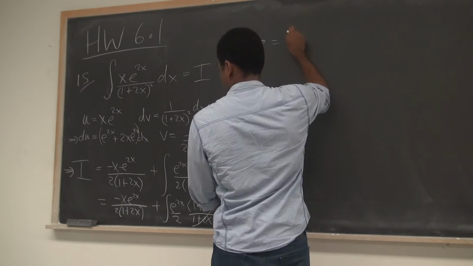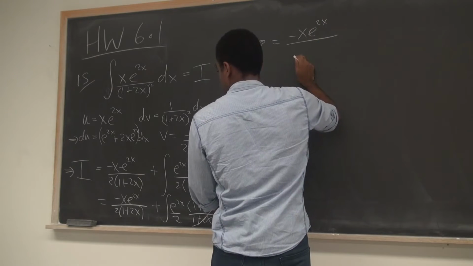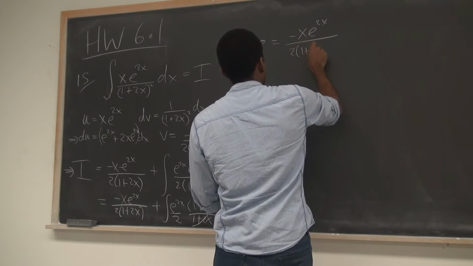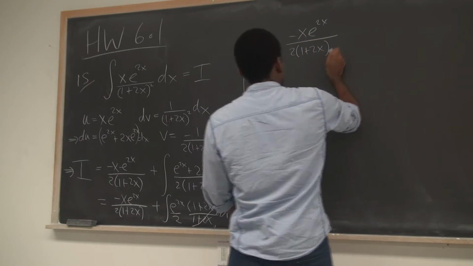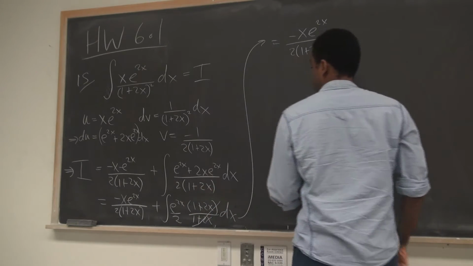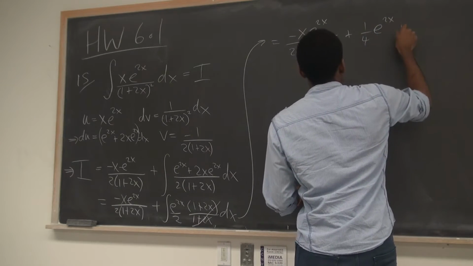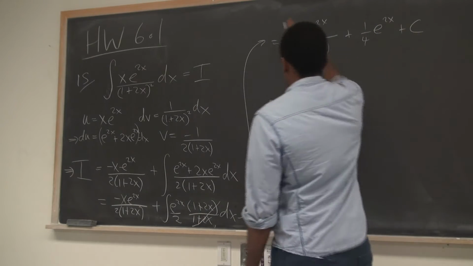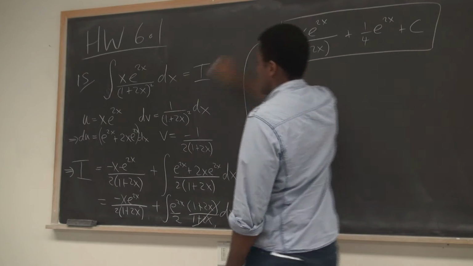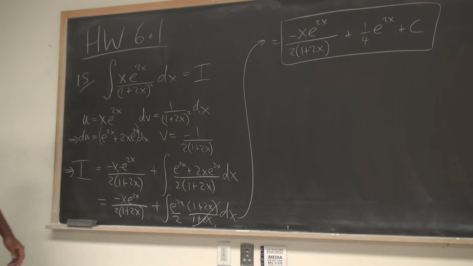So we have minus x e^(2x) over 2 times (1 plus 2x), plus, what is this? 1/4 e^(2x), plus C. Yep. So it's by parts, but the parts were kind of weird. Happens sometimes.